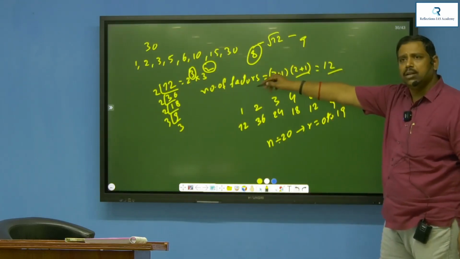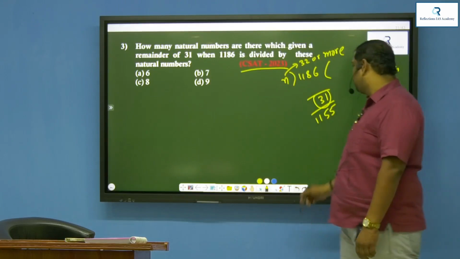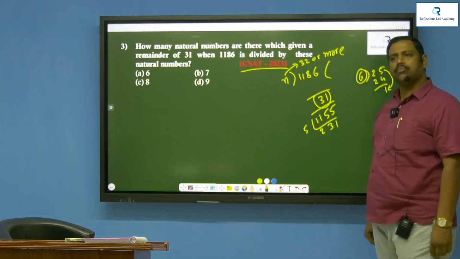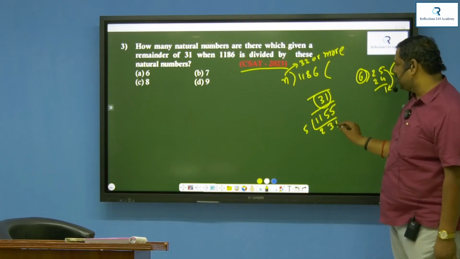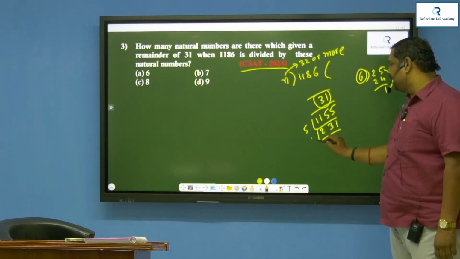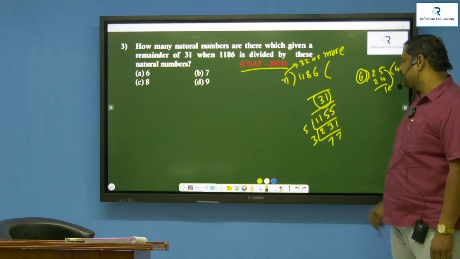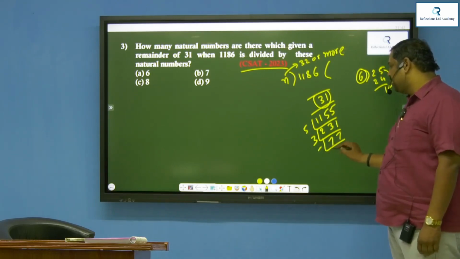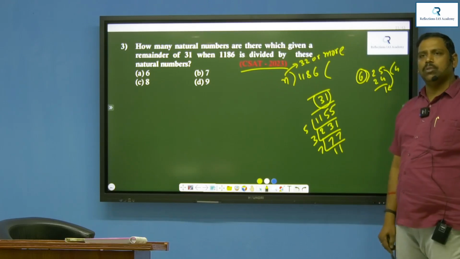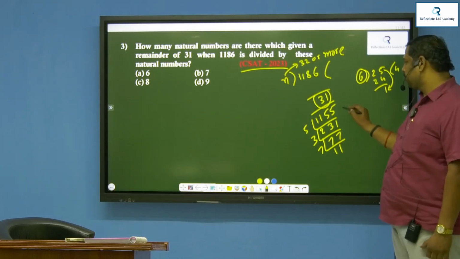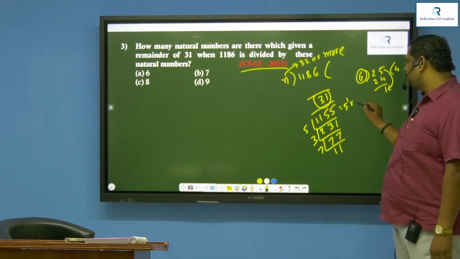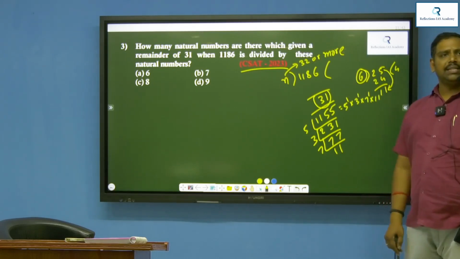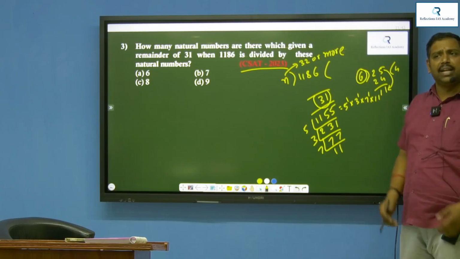Prime factorization, right? Shall we go with the prime factorization of 1155? 5, 2s are 10, 15 means 3 5s. Divisible by 3, 3 7s are 21, divisible by 7, 11s. What you got? 5 power 1 into 3 power 1 into 7 power 1 into 11 power 1. Yes or no?